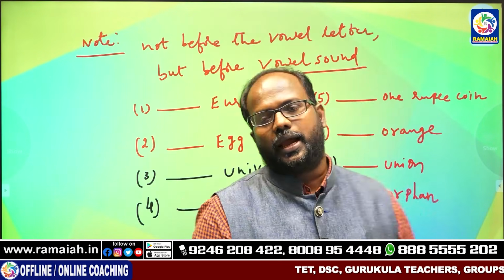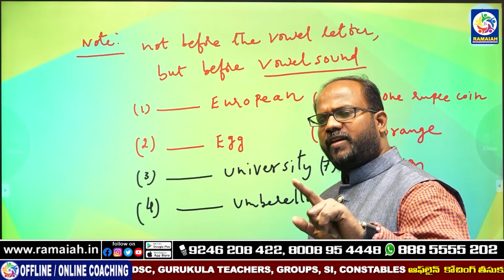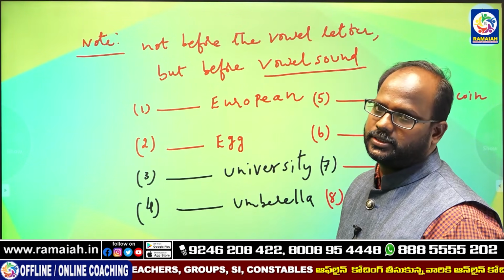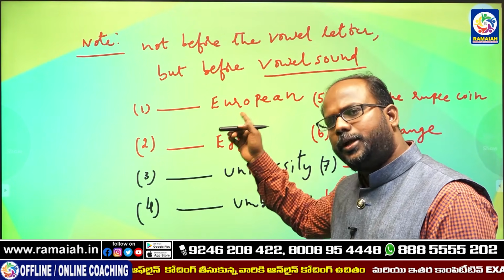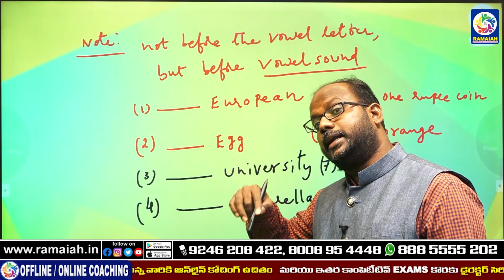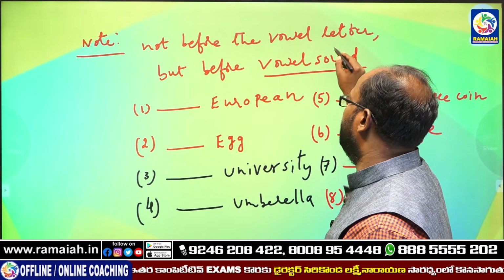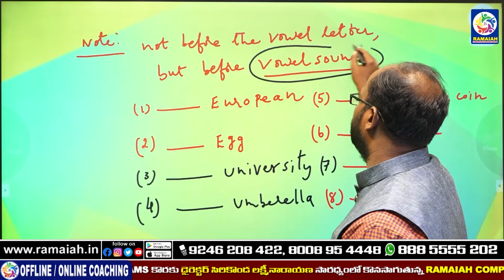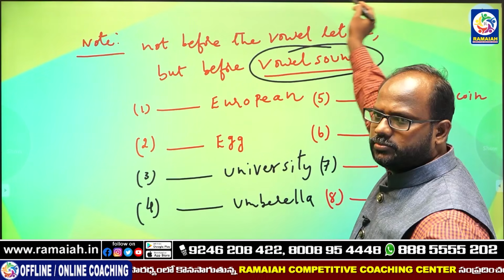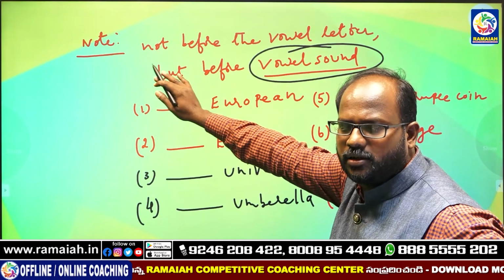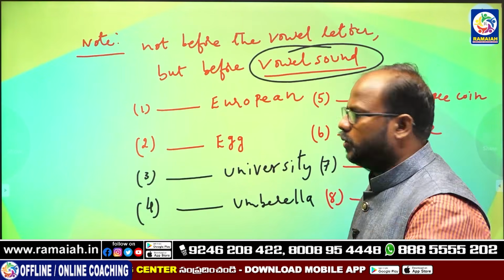But you should remember one point. Vowel letters are not important in the articles. Vowel sounds are important. An is used not before the vowel letters, but an is used before the vowel sounds. Vowel sounds are important, not the vowel letters. We know vowel letters A, E, I, O, U. We don't give any importance to vowel letters in the articles. We give importance to the vowel sounds, which I told you earlier.